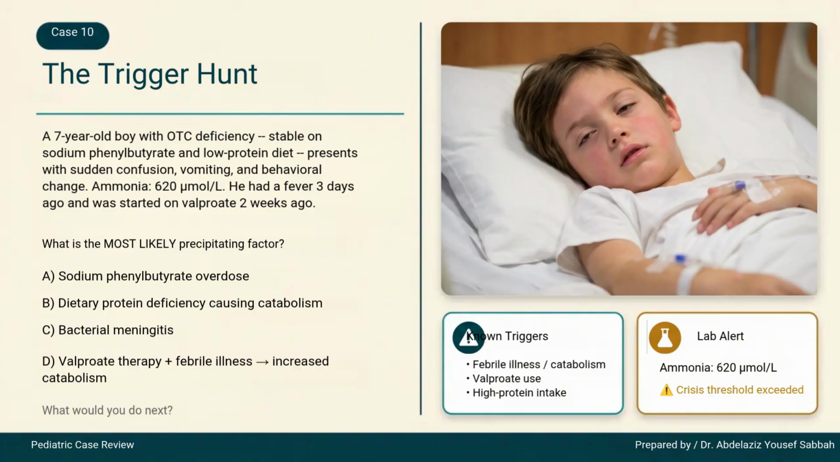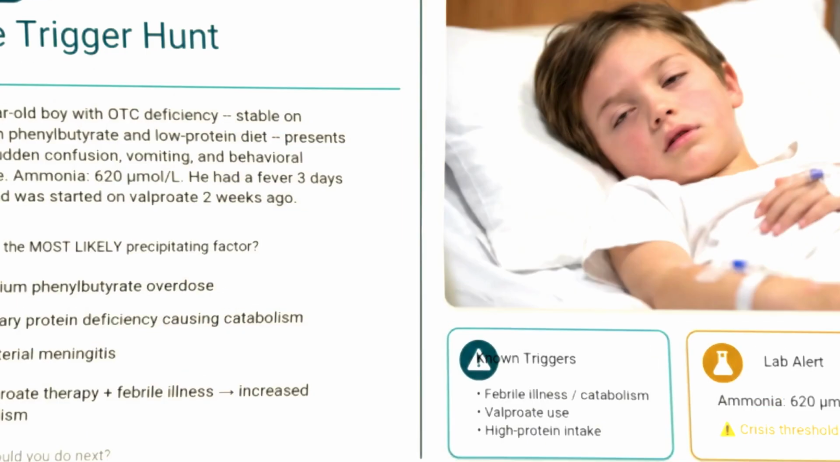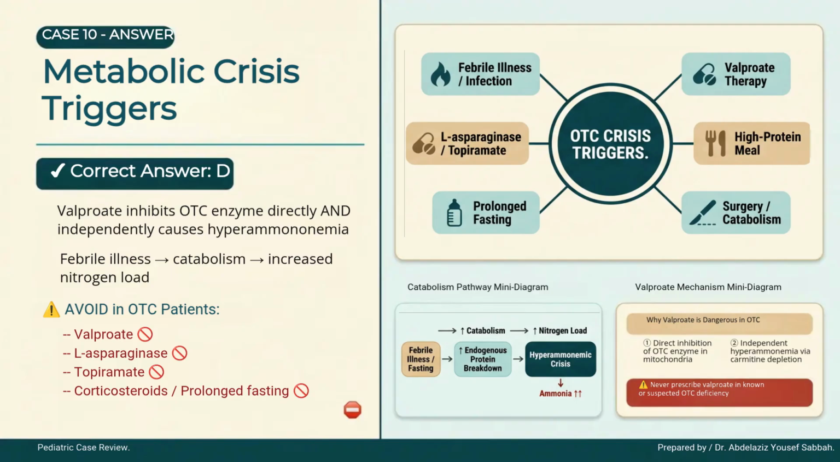Case 10. A 7-year-old boy with OTC deficiency, stable on sodium phenylbutyrate and a low-protein diet, suddenly presents with confusion, vomiting, and behavioral change. Ammonia 620. 2 history points stand out: a fever 3 days ago and valproate started 2 weeks ago. What's the most likely precipitating factor? The answer is D, valproate therapy combined with febrile illness, both increasing the nitrogen load.